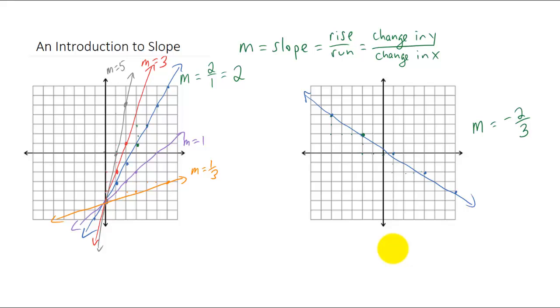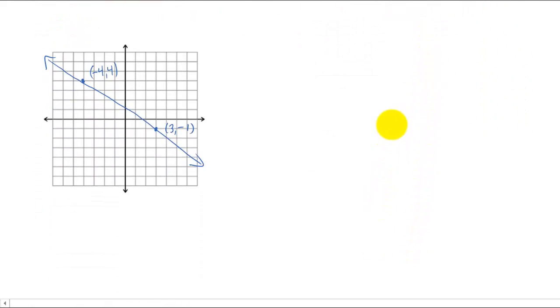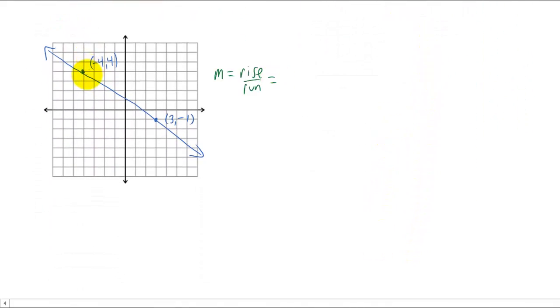Let's calculate the slope of a line between 2 given points, something like this. The rise, again, represents the vertical distance between 2 points. So if we're going to start at this point right here, we'd count down 1, 2, 3, 4, 5. So the rise between these 2 points is going to be negative 5. How about the run? Well, the horizontal distance between these 2 points is 1, 2, 3, 4, 5, 6, 7. So our slope is just going to be negative 5/7.